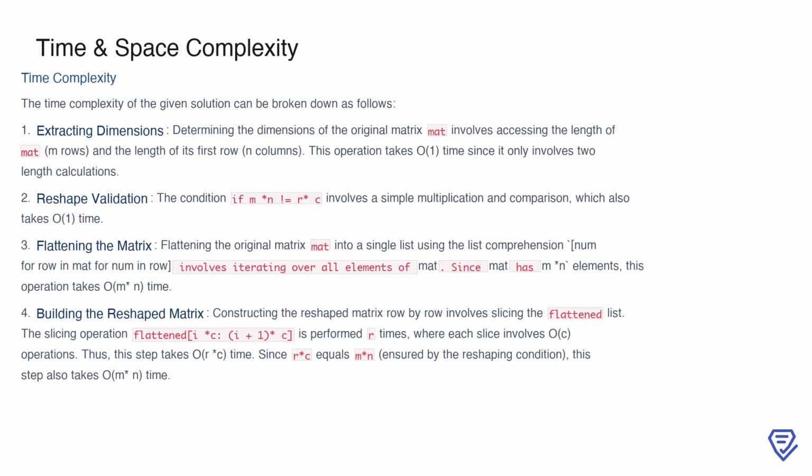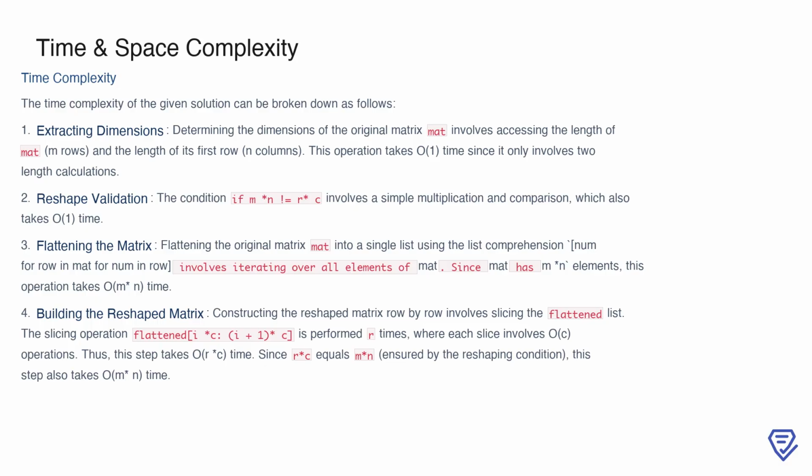When analyzing the time complexity of this solution, we can break it down into several key steps. First, extracting the dimensions of the matrix involves simply calculating the number of rows and columns using the built-in len function. Since this only requires 2 direct length calculations, it takes constant time, or O(1). Next, the reshaping condition, which checks whether the product of the matrix dimensions matches the product of the desired dimensions, is just a multiplication and comparison. This step also takes O(1) time.